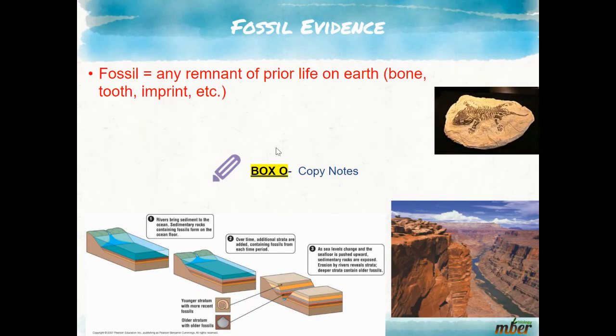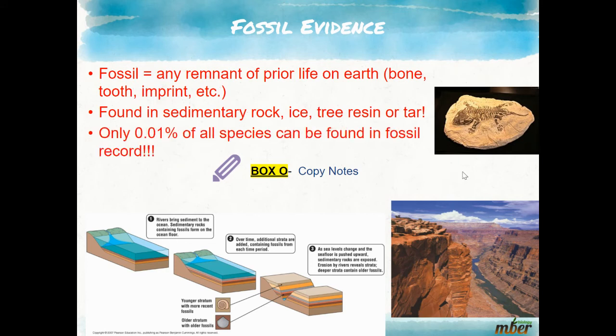Finally, fossil evidence. So fossil is any remnant of prior life on Earth. This can be bone, tooth, imprint, any of those things, okay? They're found usually in sedimentary rock, ice, tree resin, or even tar. Only 0.01% of all species can be found in the fossil record.